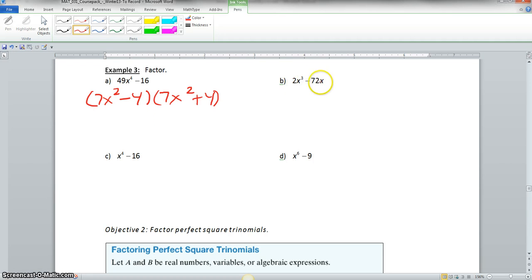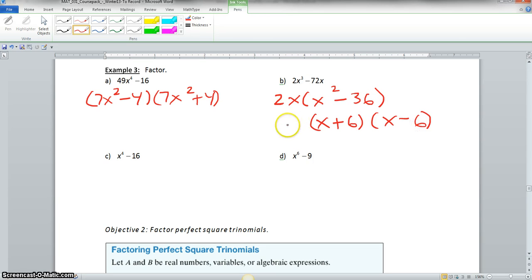Okay, now we look here, 2x cubed minus 72x. Now in previous lessons I told you all, before we do any type of factoring, we look to see if there's anything in common between the terms that we're given. We can factor out a 2x. And we'll be left with x squared minus 36. Now we know this is the difference of two squares. So we would do our two parentheses. Square root of x squared is x, plus in one, minus in the other. And the square root of 36 is 6. And we'll bring down our 2x we factored out. So we're done.